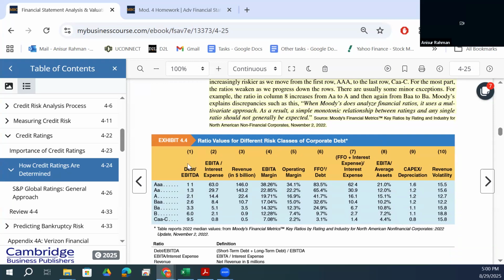So like we saw in all these other ratios, there will not be any disruption or change in direction in the relationship. But as a result, a simple monotonic relationship between ratings and any single ratio should not generally be accepted. Okay, so we just have to keep this in mind when we solve our problem.